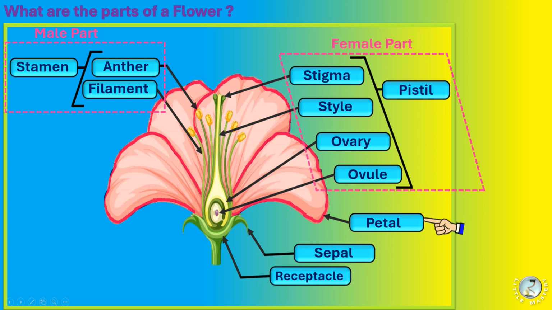Petal. Sepal. Receptacle. Anther. Filament. Stamen. Stigma. Style. Ovary. Ovule. Pistil.